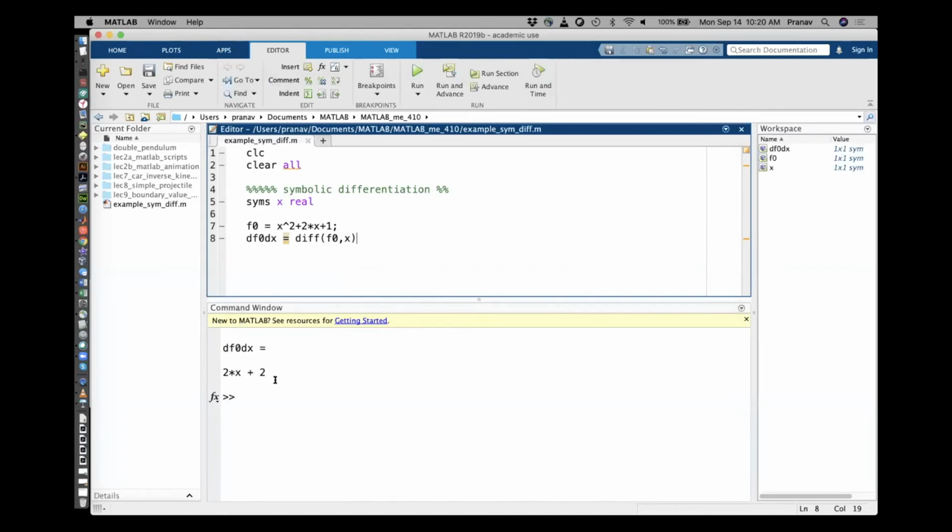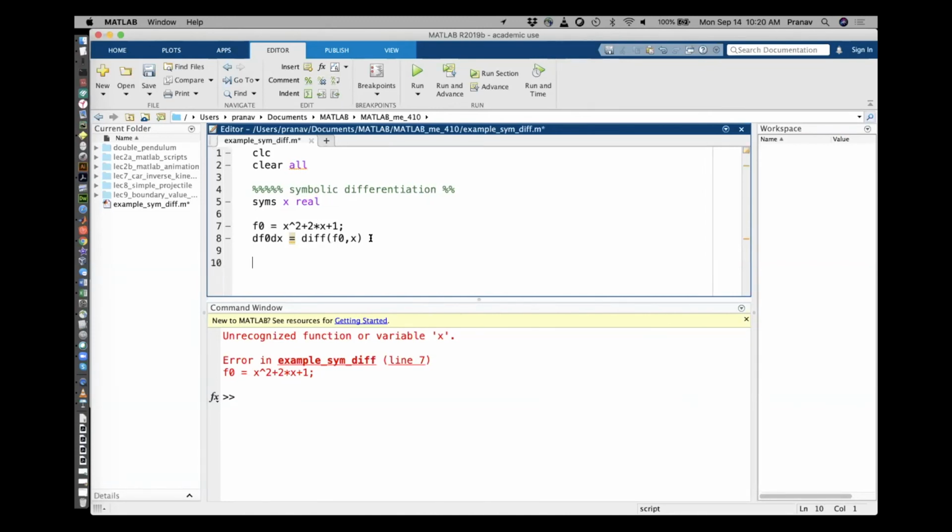Okay, so what we expected was 2x plus 2, which is the derivative of x squared plus 2x plus 1. If you did not put syms x, then what happened is it'll say unrecognized symbol because it expects x to be some value. It can be either a numeric value or symbolic value. Okay.